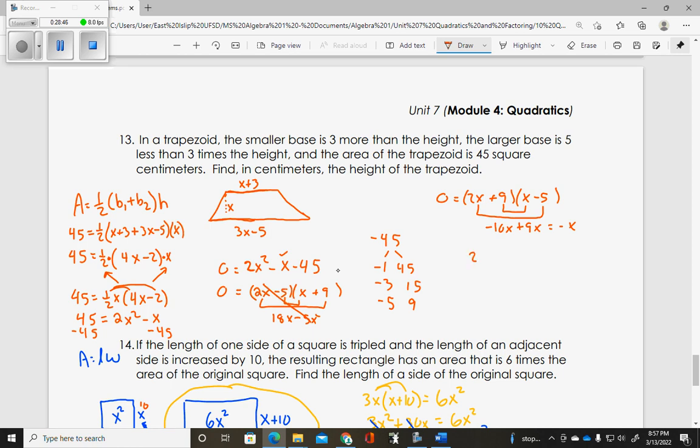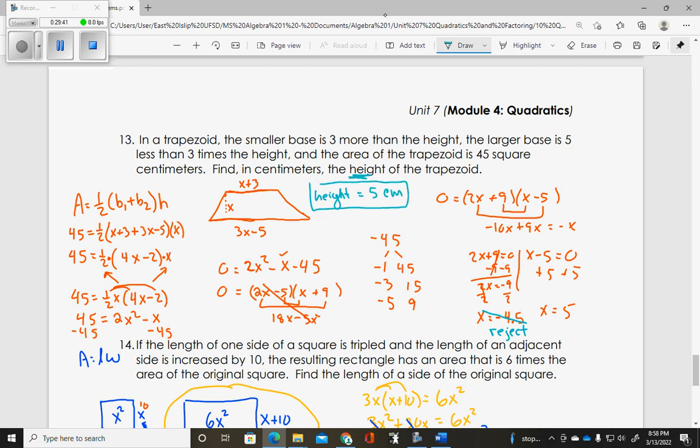So I found it. So now I'm going to set each factor equal to 0. 2x plus 9 equals 0, or x minus 5 equals 0. We'll subtract 9 from both sides and divide by 2. I get x is negative 4.5, and on this other one I get that x is 5. Do either one of these get rejected? Yeah, you're right. We can't have a negative height, so this gets rejected. So I'm going to use that x is 5. It's asking to find the height of the trapezoid. The height is 5 centimeters, and that's the answer to the question.